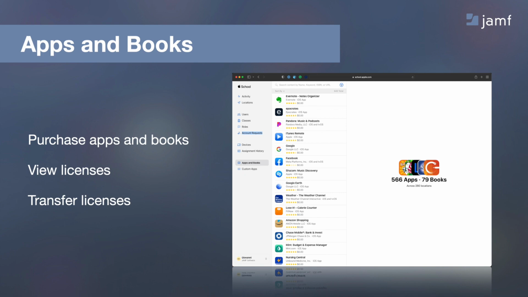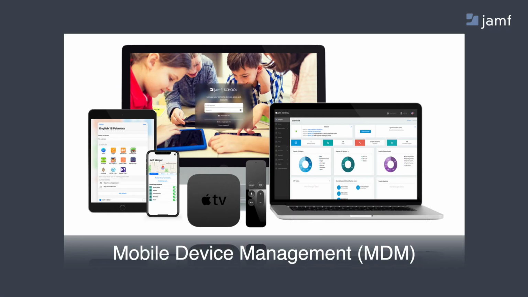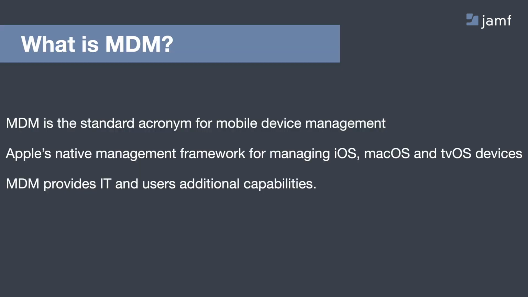Under apps and books, we can purchase apps as well as books, view the licenses that we already have, and transfer licenses within our locations. Now that we've learned what is Apple School Manager, let's talk about mobile device management, or MDM. Let us answer the question of what is MDM.